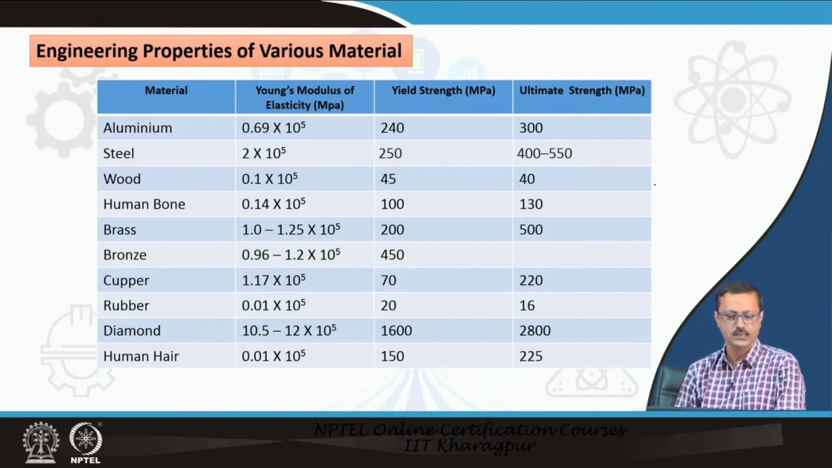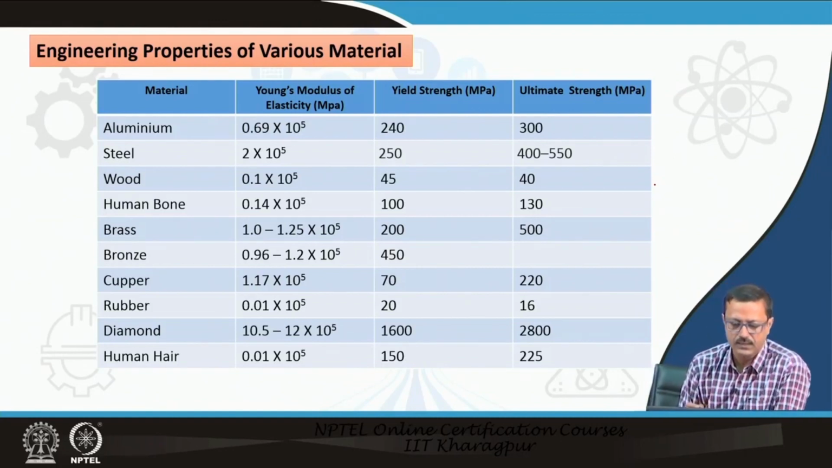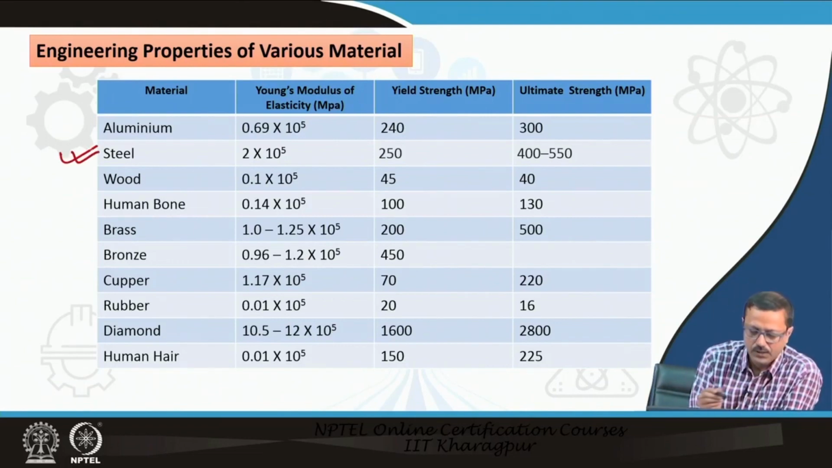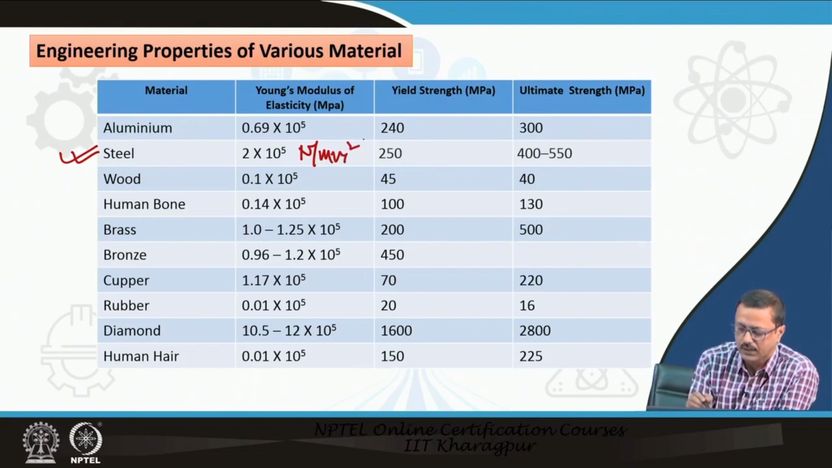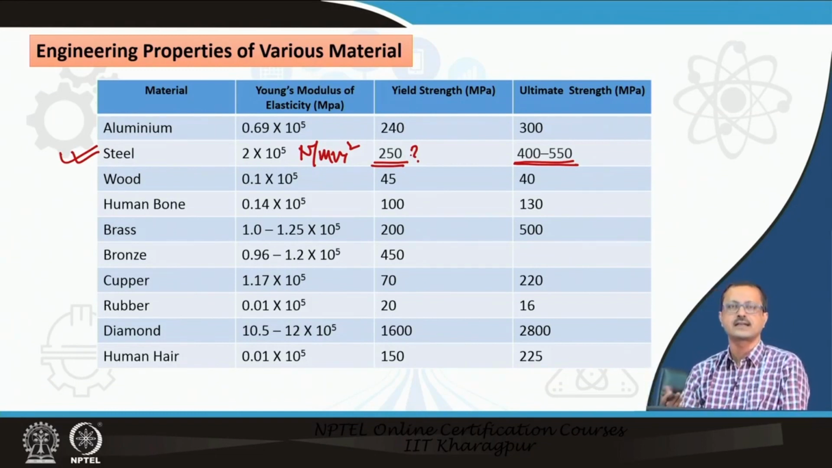So, in this particular slide I have written down from the books some of the elastic properties of various materials, like the E values, the yield stress value and the ultimate stress value of aluminum, steel. So, steel is very important for us. The Young modulus of steel is 2 into 10 to the 5 Newton per mm, which is MPa, and the yield stress is almost 250, and the ultimate stress fluctuates between 400 to 550, but this 250 I put a question mark, because there are various categories of steel.